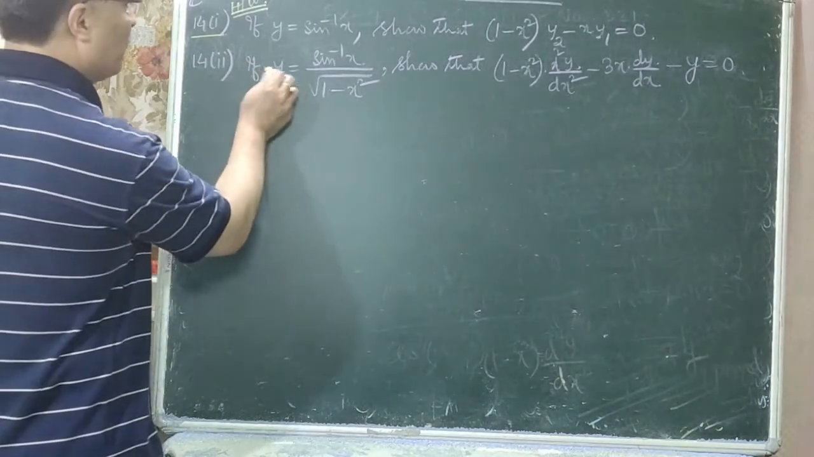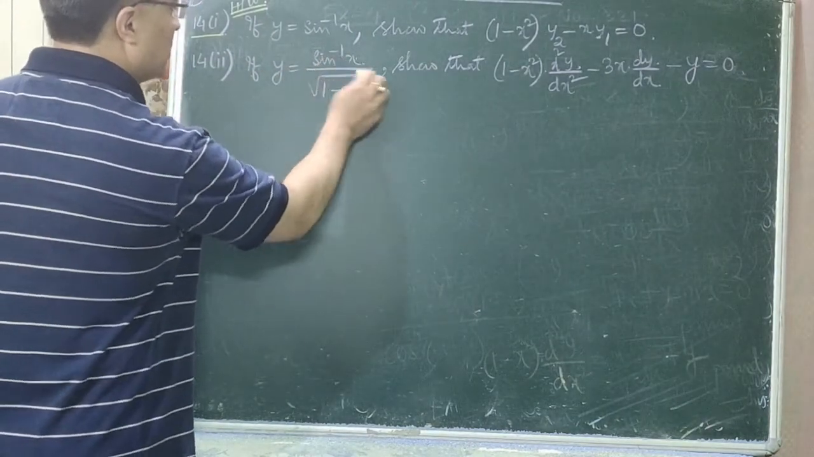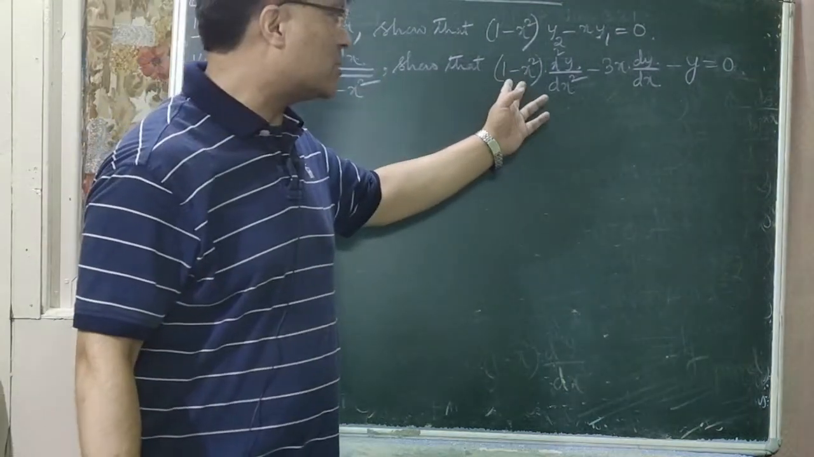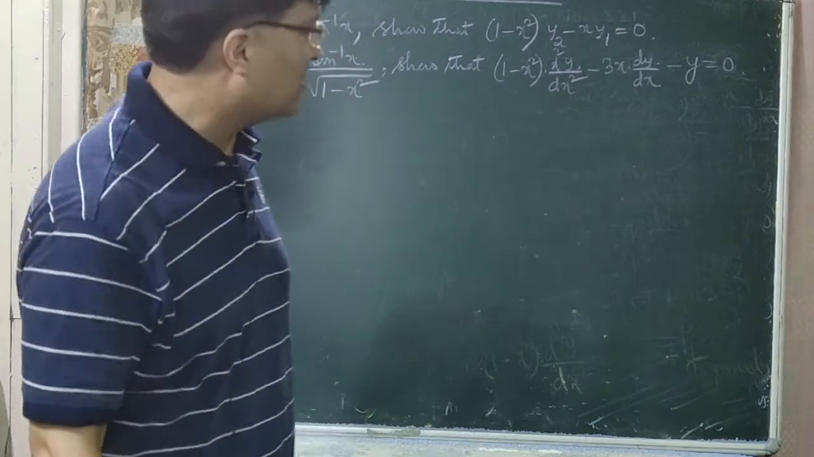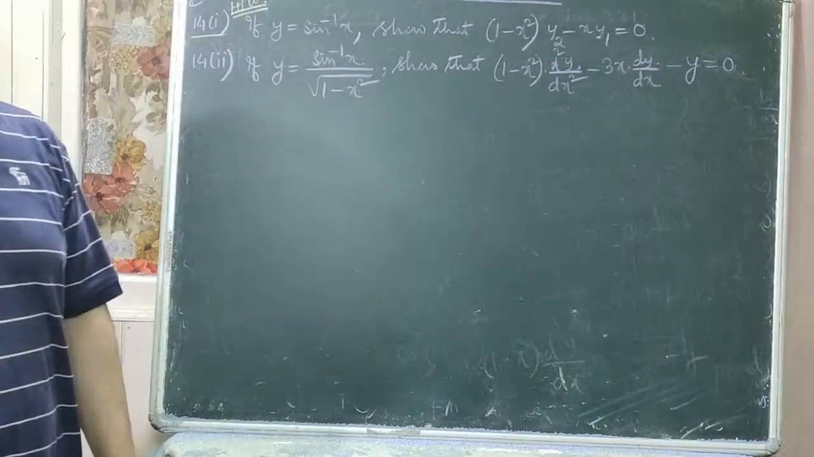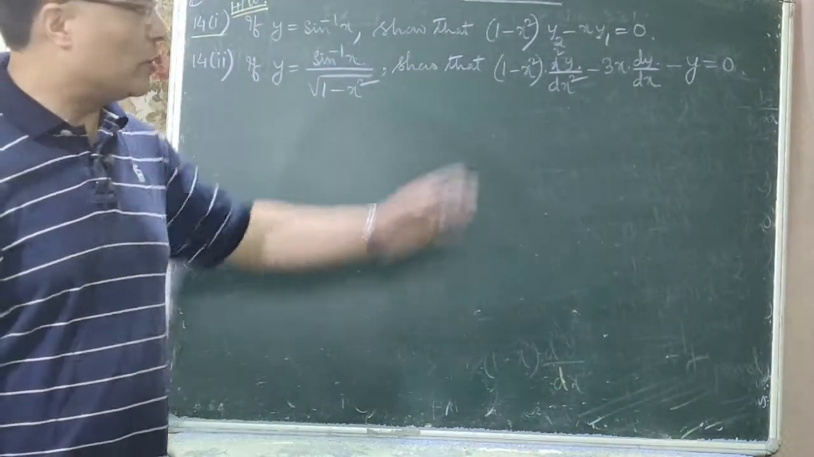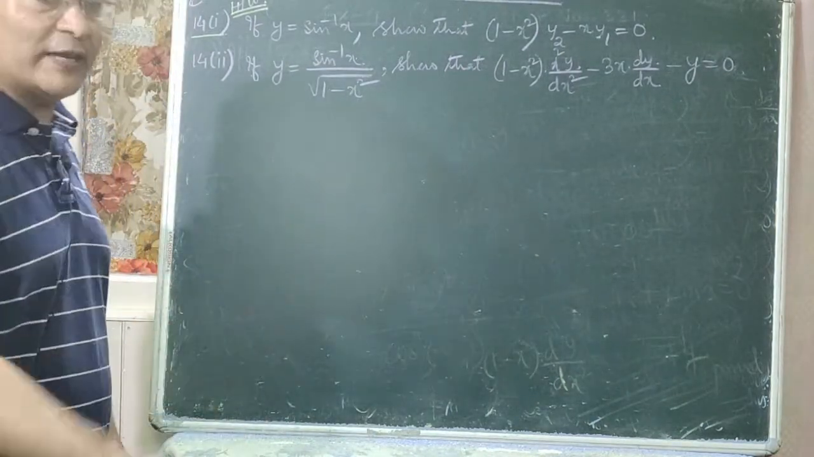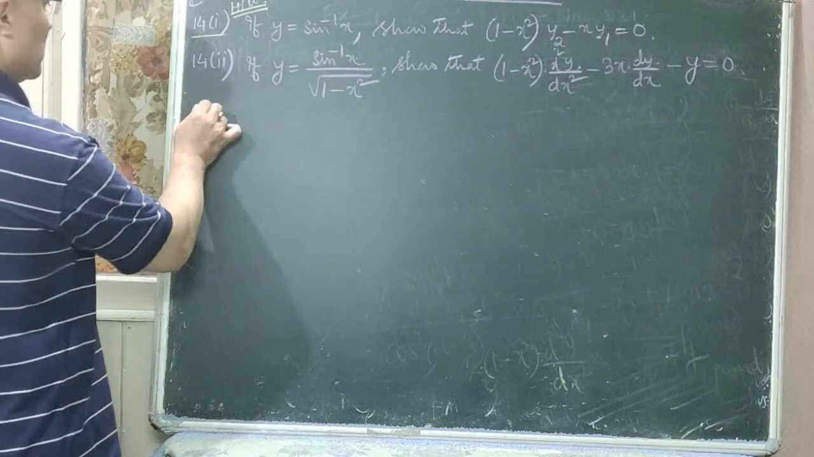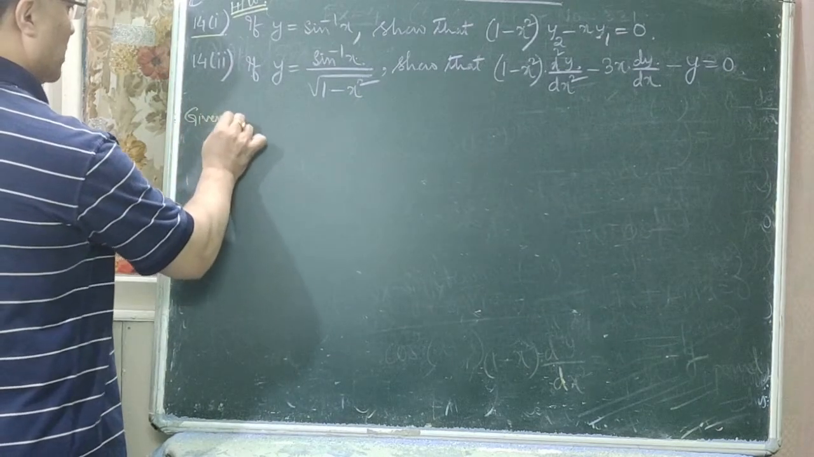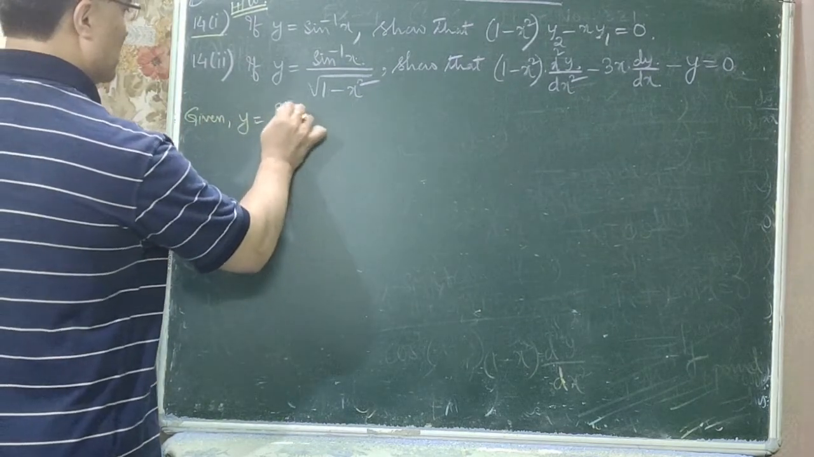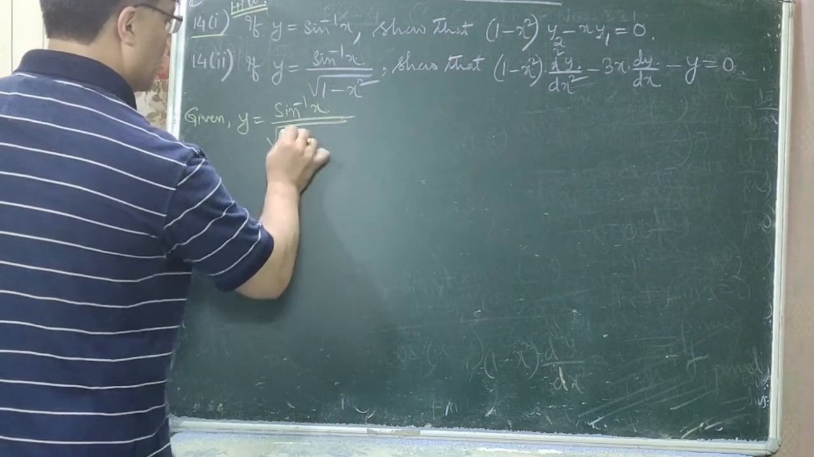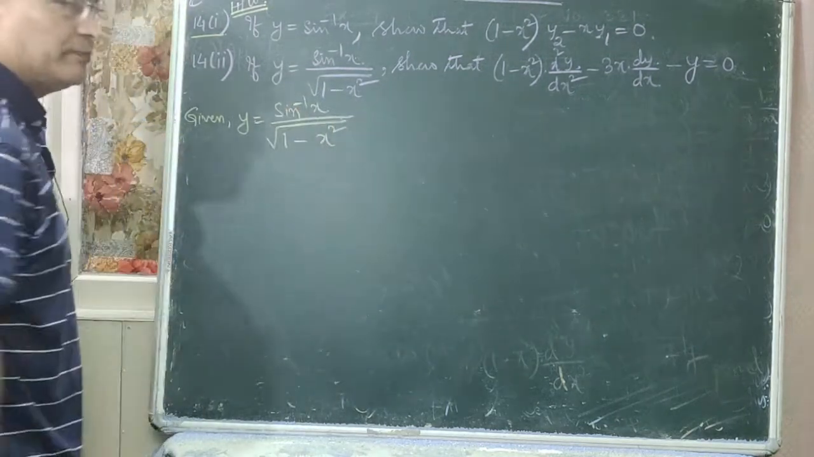What is given? If y is equal to sin inverse x divided by root over 1 minus x square, you have to show that 1 minus x square into d2y by dx square minus 3x dy by dx minus y is equal to 0. You have to prove this relation from given. So first of all you have to find out dy by dx. So here given is y is equal to sin inverse x divided by root over 1 minus x square.